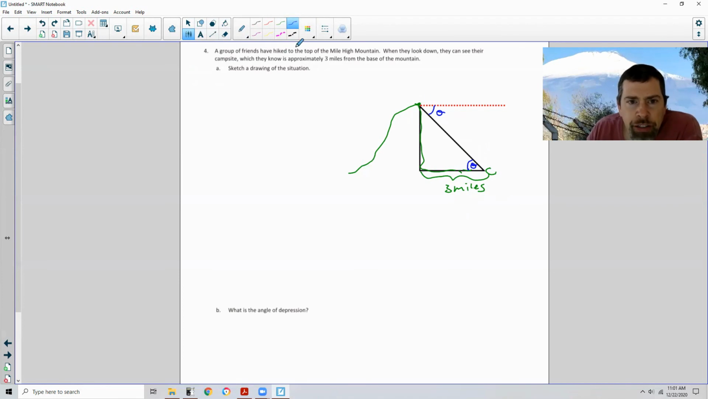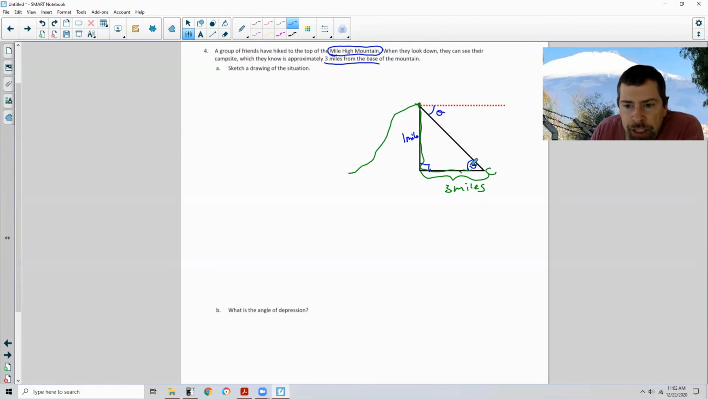A group of friends have hiked to the top of Mile High Mountain. So they hiked up there from this side probably. When they look down, they can see their campsite, which they know is approximately 3 miles from the base of the mountain. Oh, my fault. It's right here. Mile High Mountain. So this is 1 mile here. 3 miles from the base, right angle. So we have a right triangle with 2 sides, and we want to find this angle.